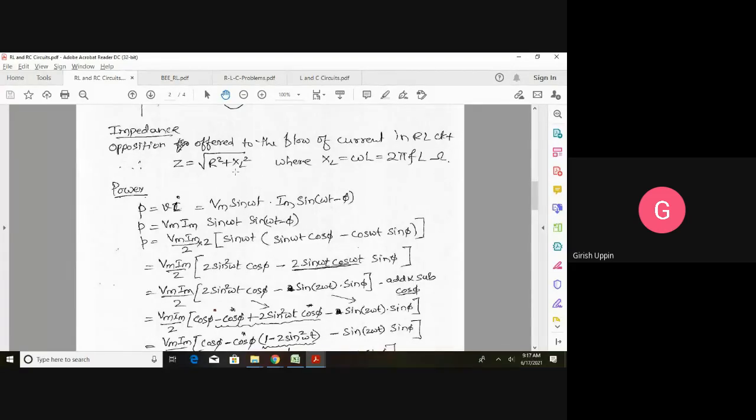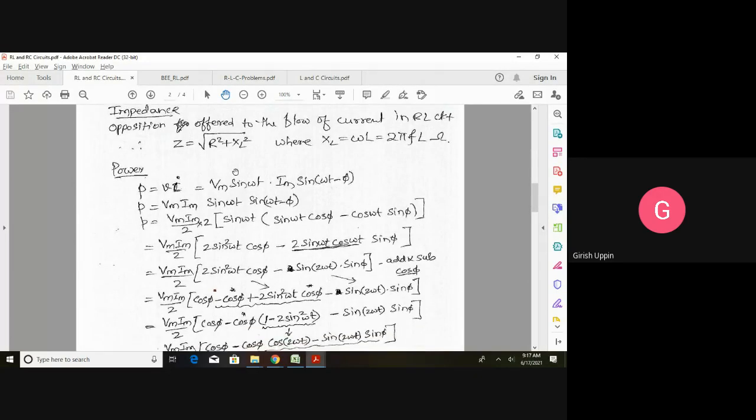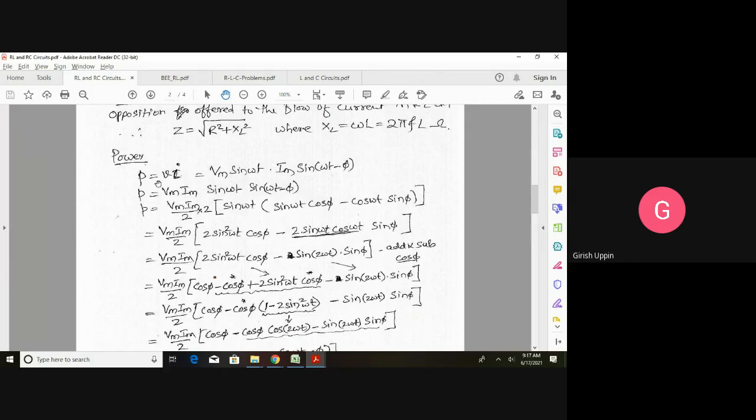And now, what is the power consumed in an RL circuit? To calculate that, p is equal to v into i, where lowercase p is the instantaneous power consumed, v is the instantaneous value of the voltage, and i is the instantaneous value of the current. So if we substitute, v is Vm sin omega t, i is what? Im sin(omega t minus phi), so it lags by angle phi. Then p is equal to Vm Im, which are constant, times sin omega t into sin(omega t minus phi).